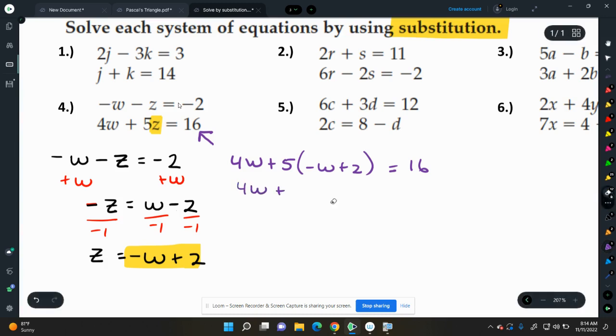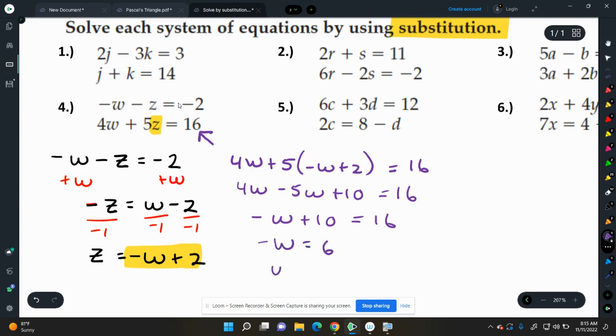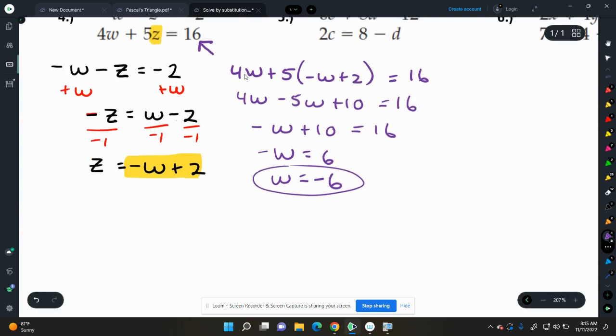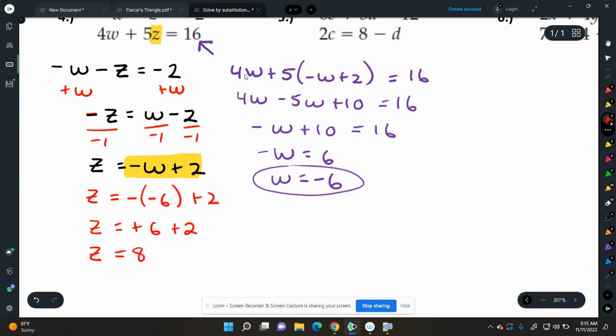Okay, so we're going to go ahead and distribute. This is going to be minus 5W because that's a negative W. Plus 10 equals 16. So we have negative W plus 10 equals 16. Subtracting 10, we get 6. Now we have to divide by negative 1 again, so W equals negative 6. So there's one answer, but I still need to know Z. We can go back here because we know that Z equals negative W, so that's negative negative 6 plus 2. So we get positive 6 plus 2. So Z equals 8.